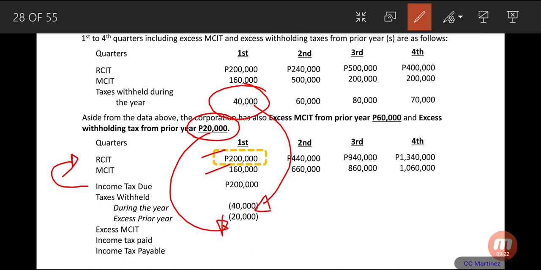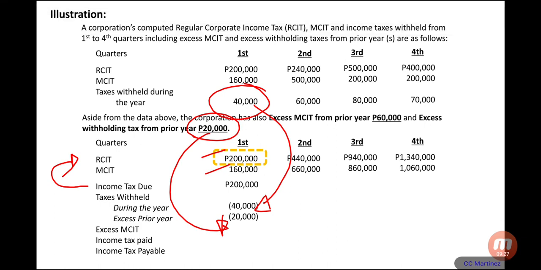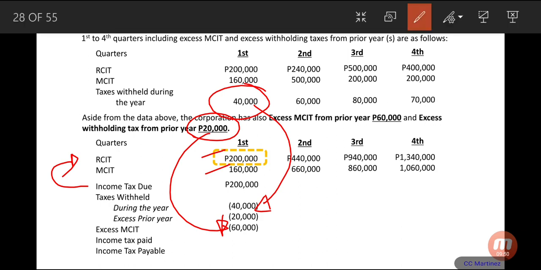Ililess din natin siya. So, gagamitin ba natin yung excess MCIT? Of course, gagamitin natin. Bakit? Kasi, ang ginamit natin na income tax due is yung RCIT. Again, kapag ang ginamit natin na income tax due is yung RCIT, pwede natin gamitin yung excess MCIT as deduction. So, for this example, sa first quarter natin, ililess din natin yung 60,000. Saan galing 60,000? Given sa problem, sabi, merong 60,000 na excess MCIT from prior year. Okay.